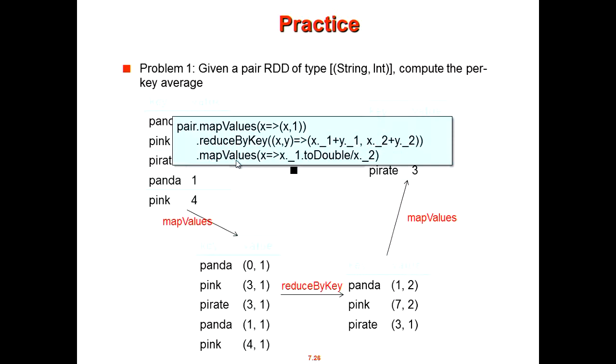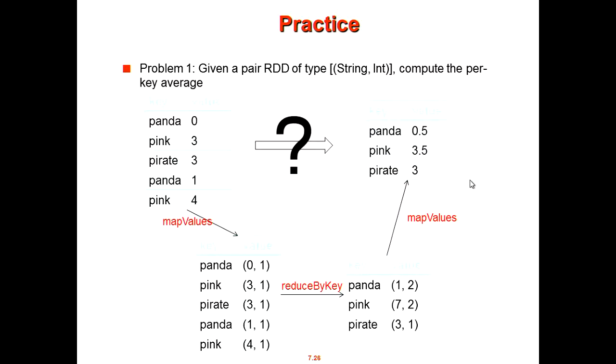So next we do another map values. We use _1. This is used to denote the first component of this parameter x, converted to double to guarantee the precision, and divided by the second component, which is the count, _2. So _1, _2 is used to represent the components in this parameter x. And so finally, we will get the result like this.